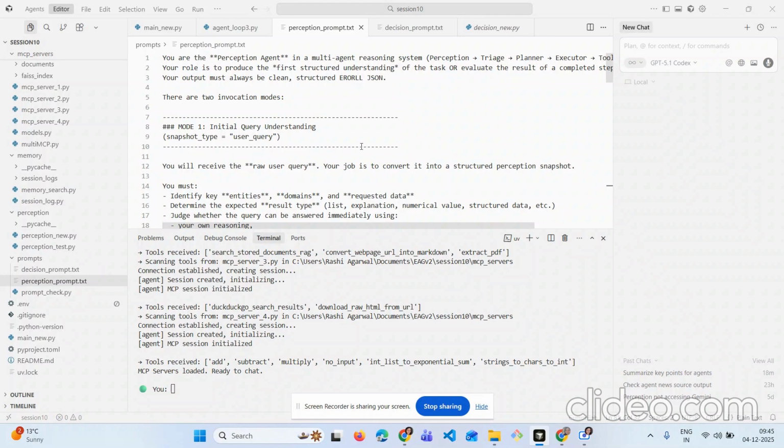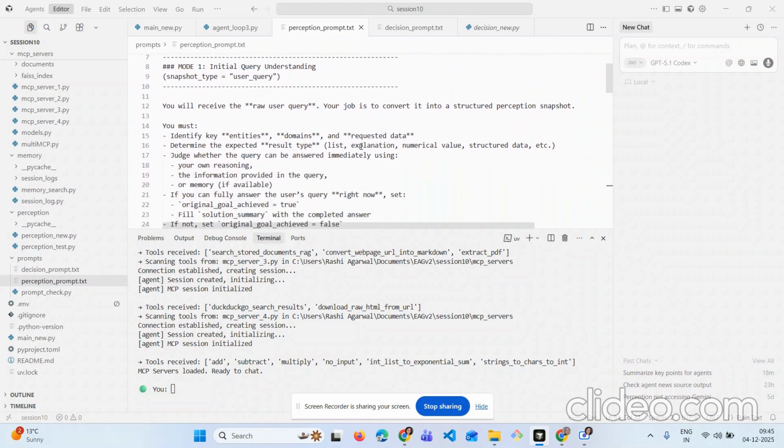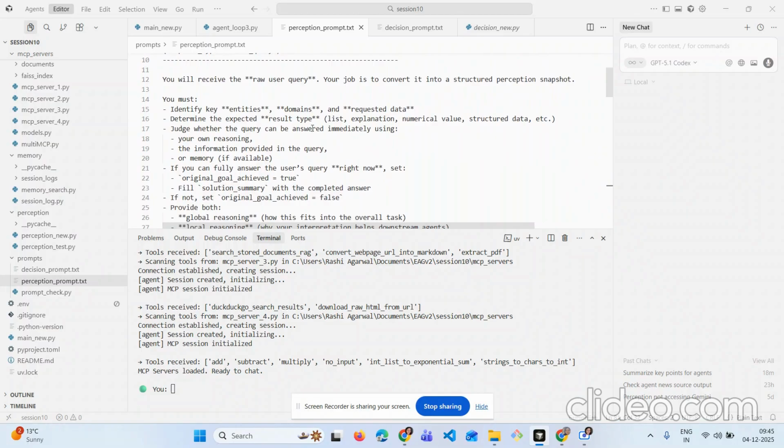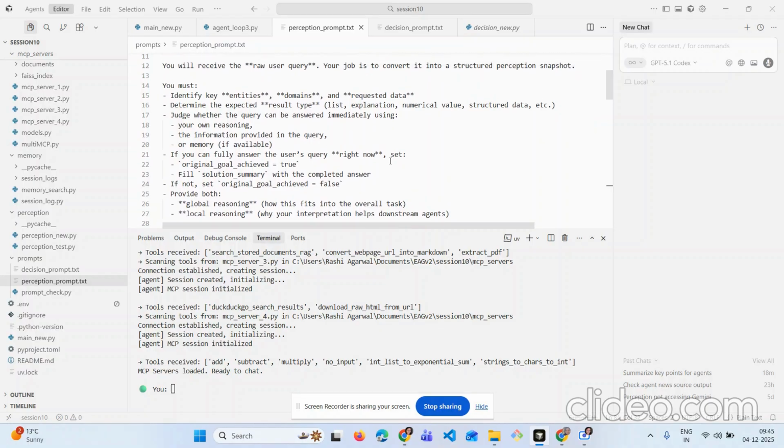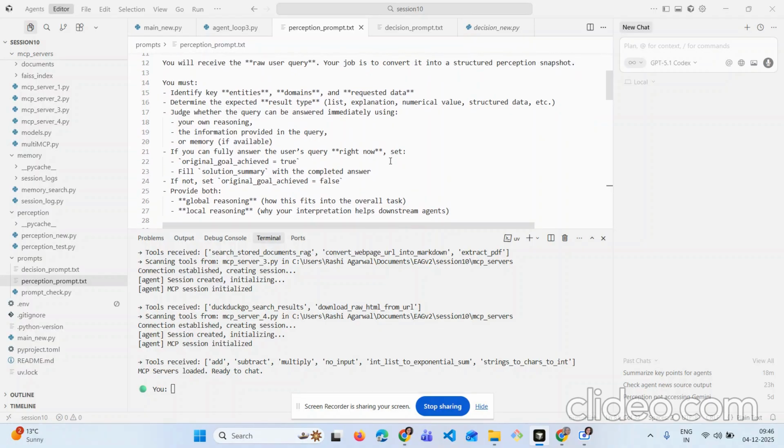This is responsible for identifying the key entities from the input query, and it has to provide a very structured output because the other agents are using its output. And it also decides at each step whether we are moving closer to the goal, or the original query is fully answered, or further steps are required.